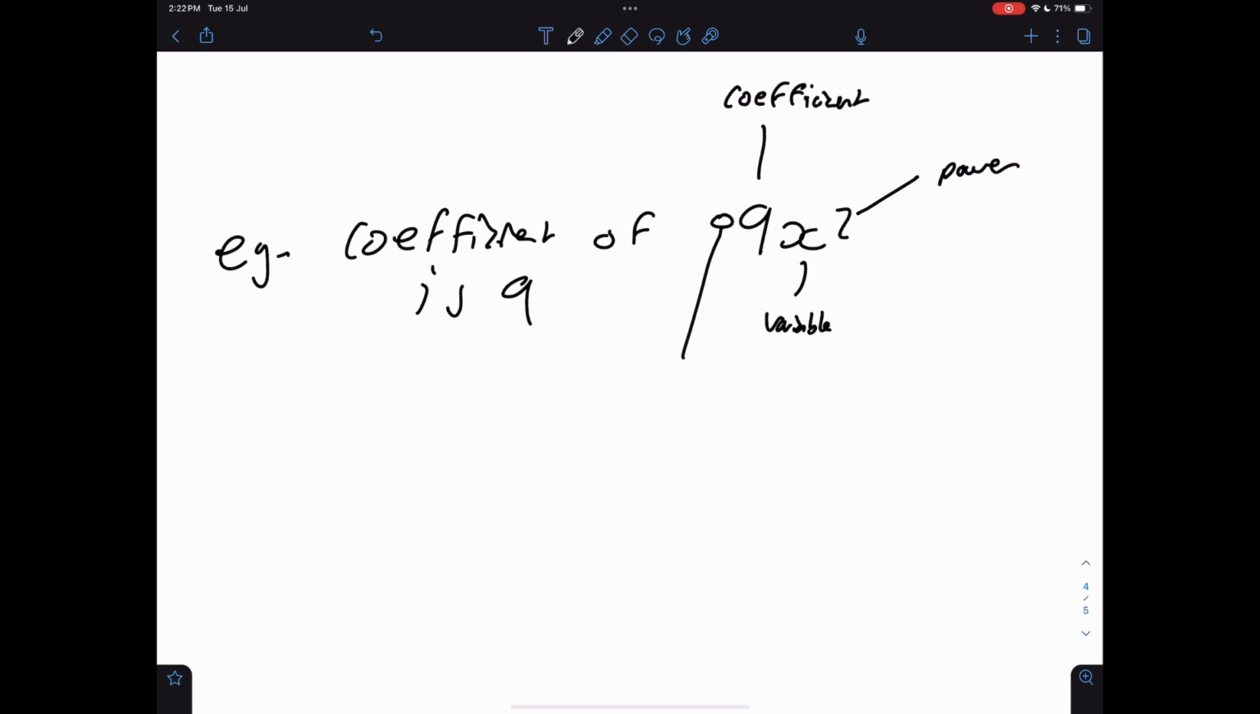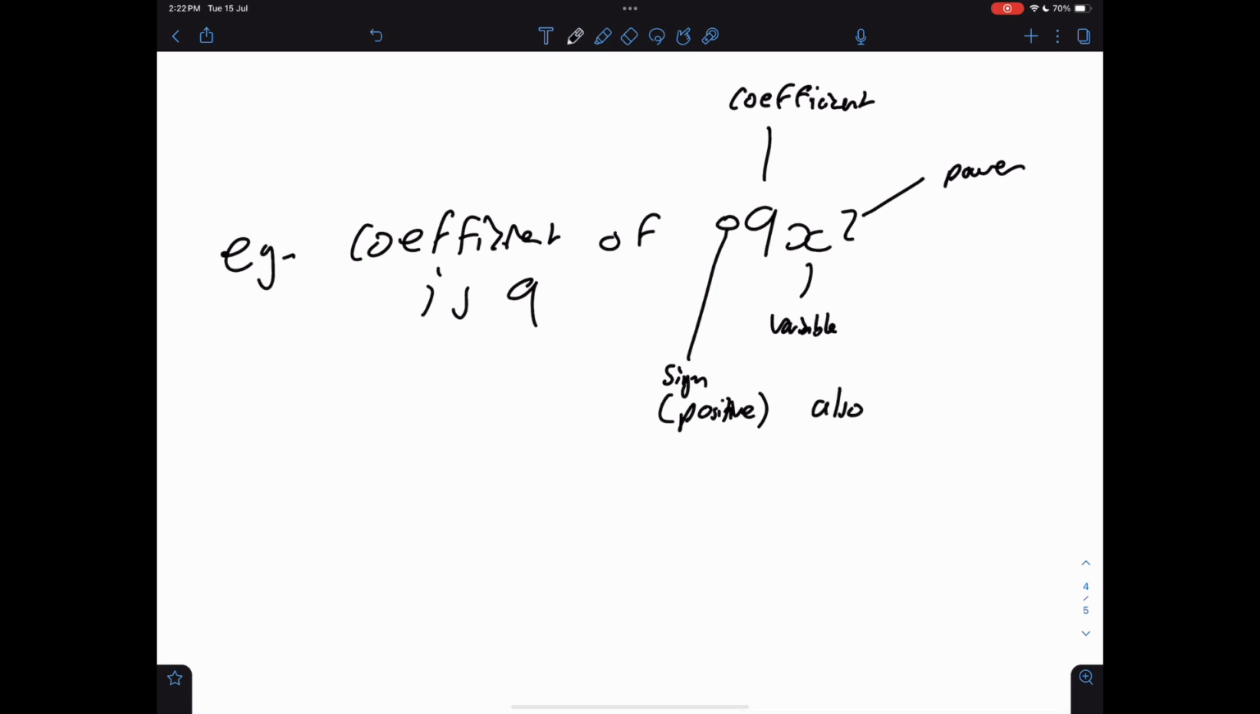Now there is also an invisible fourth part in front of the 9, that's the sign, because for positive numbers we don't write a positive sign in front of the numbers. However, for a negative number, so if this was -9, the sign would be negative. And the coefficient would also be -9.